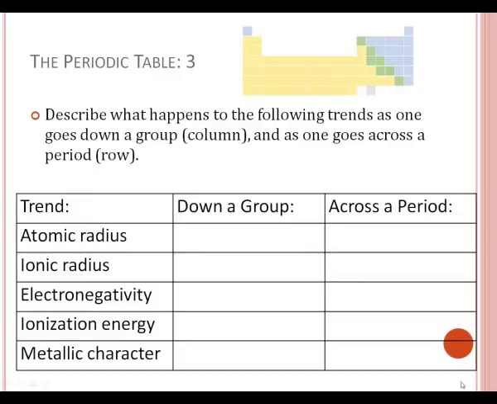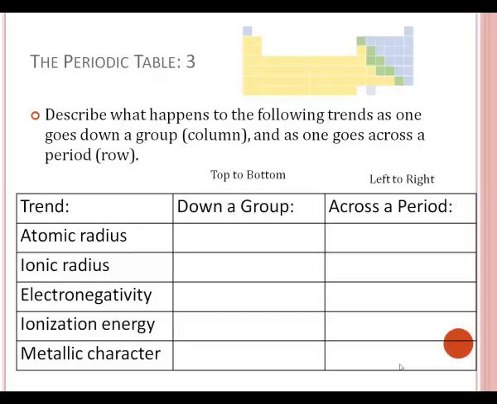So number 3 is a very important question because it's asking us to summarize all of the periodic trends. As we go down a group, which means from top to bottom, and as we go across a period, which means from left to right. So the first trend we're going to start with is atomic radius. Atomic radius is the distance from the center of the nucleus to the edge of the electron cloud.